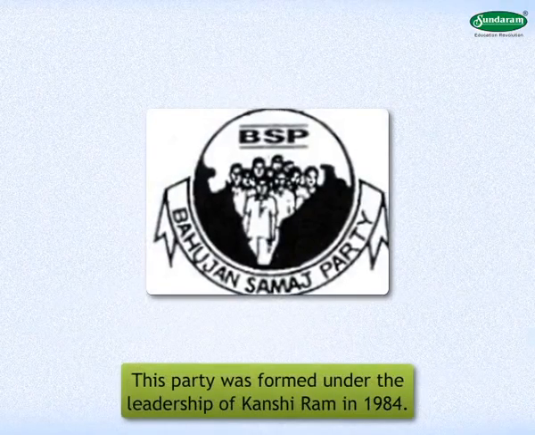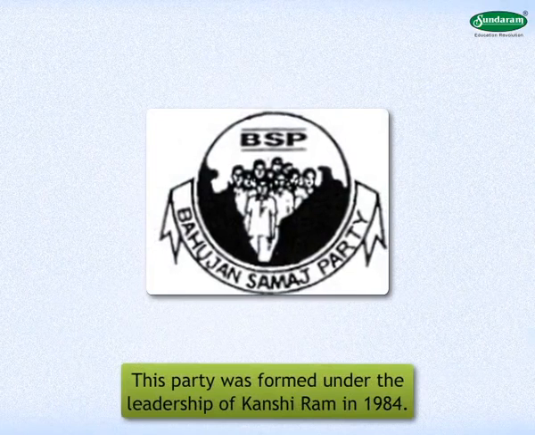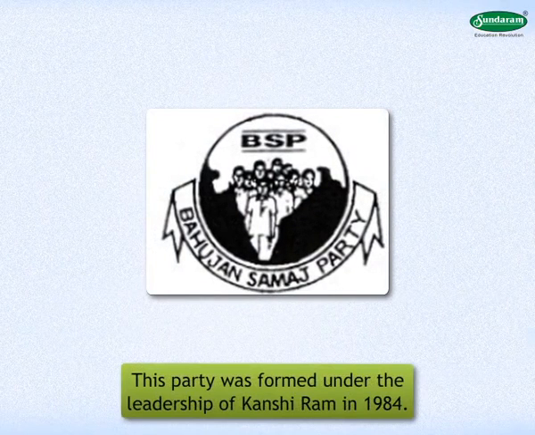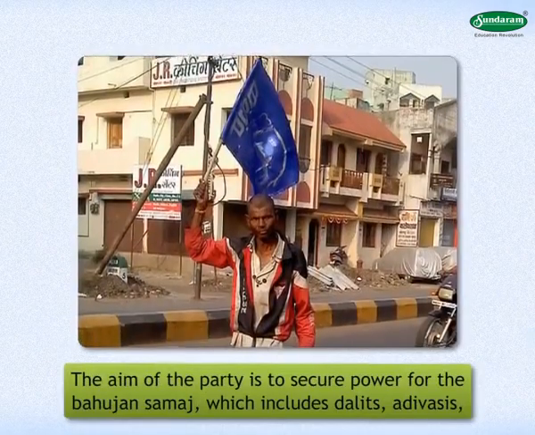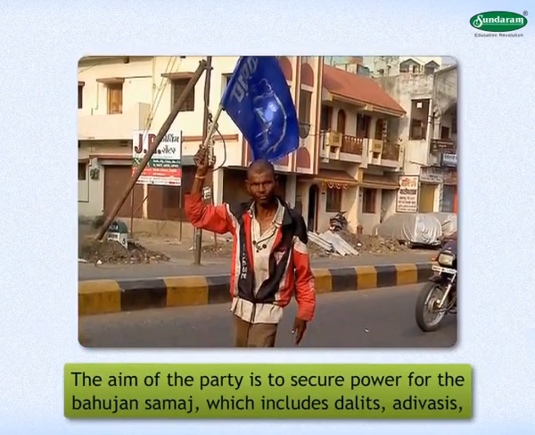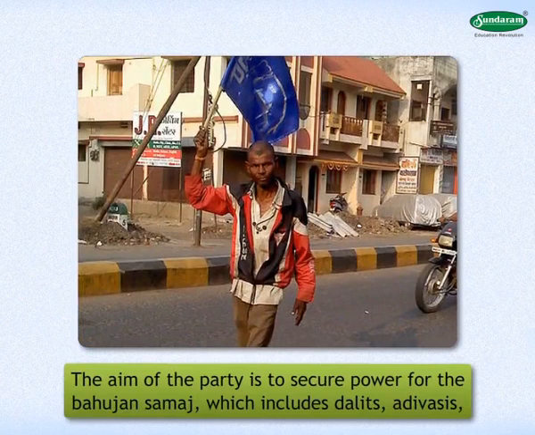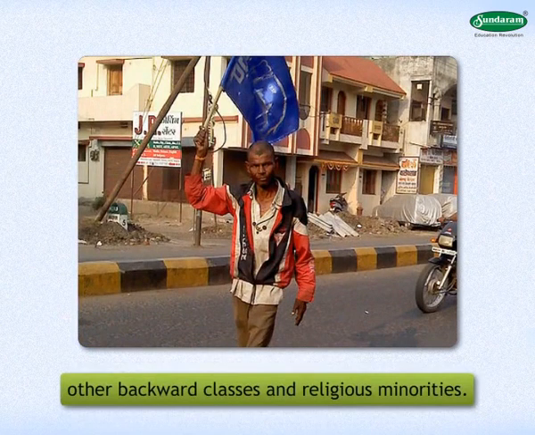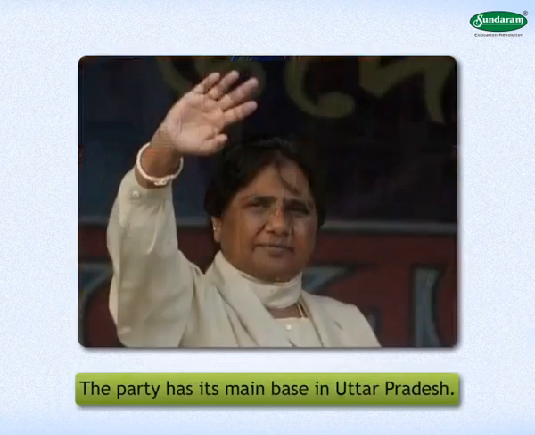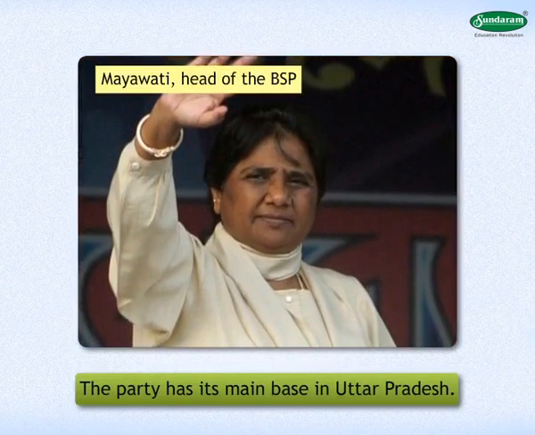3. Bahujan Samaj Party. This party was formed under the leadership of Kanshi Ram in 1984. The aim of the party is to secure power for the Bahujan Samaj, which includes Dalits, Adivasis, other backward classes, and religious minorities. The party has its main base in Uttar Pradesh.